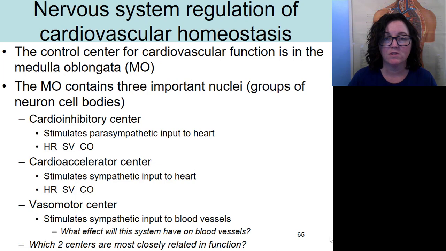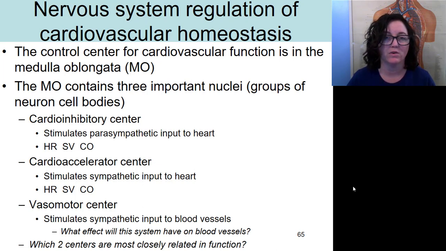The cardioacceleratory center, on the other hand, is going to stimulate the sympathetic nervous system, which will increase heart rate and increase stroke volume and increase cardiac output. And then we have the vasomotor center. This is the one that's highly affecting blood vessels, specifically arteries. The vasomotor center only really has sympathetic signaling, and it's going to stimulate sympathetic input to arteries. When we stimulate sympathetic input to arteries, for most arteries of the body, this means we're causing vasoconstriction, which will increase blood pressure.